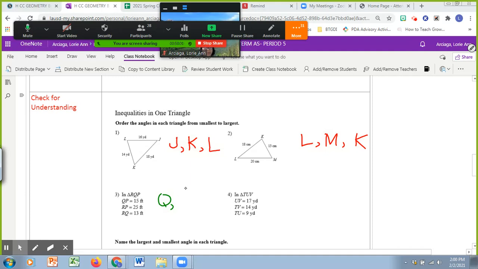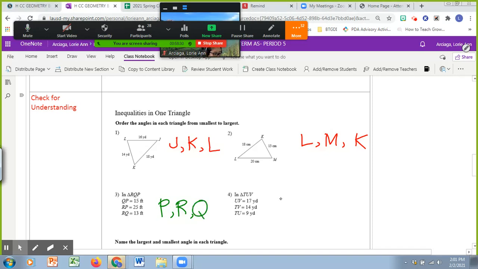Oh, wait. Are we starting from smallest to largest? My bad. I started from the largest. Sorry. Okay. So smallest is 13, so the one across it is P. And then the medium is 15, so the missing letter is R. That's across it. Then the largest is 25, the missing letter is Q.